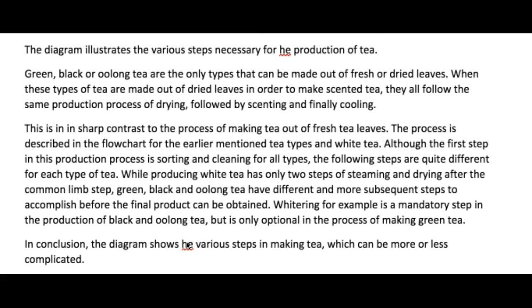So, the diagram illustrates the various steps necessary for the production of tea. Green, black, and oolong tea are the only types that can be made out of fresh or dried leaves. Good. When these types of tea are made out of dried leaves in order to make scented tea, they all follow the same production process of drying, followed by scenting, and finally cooling. Very good.